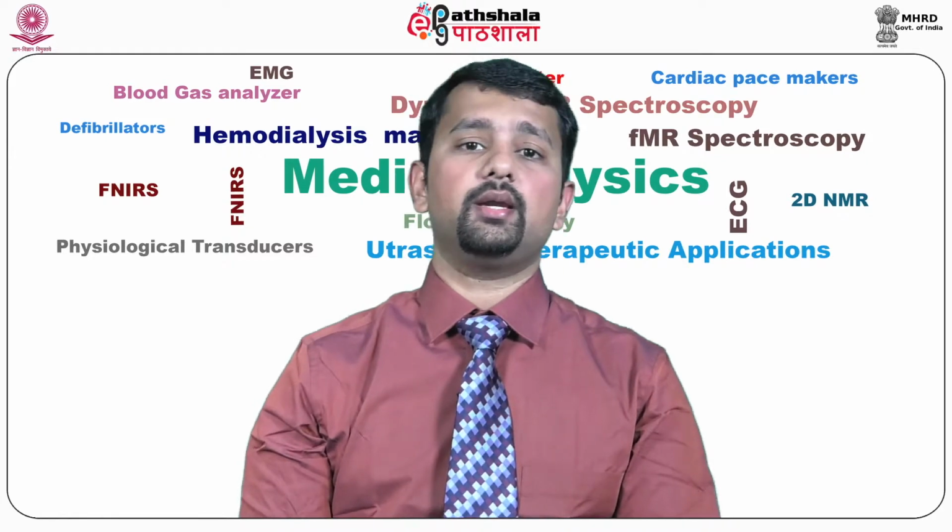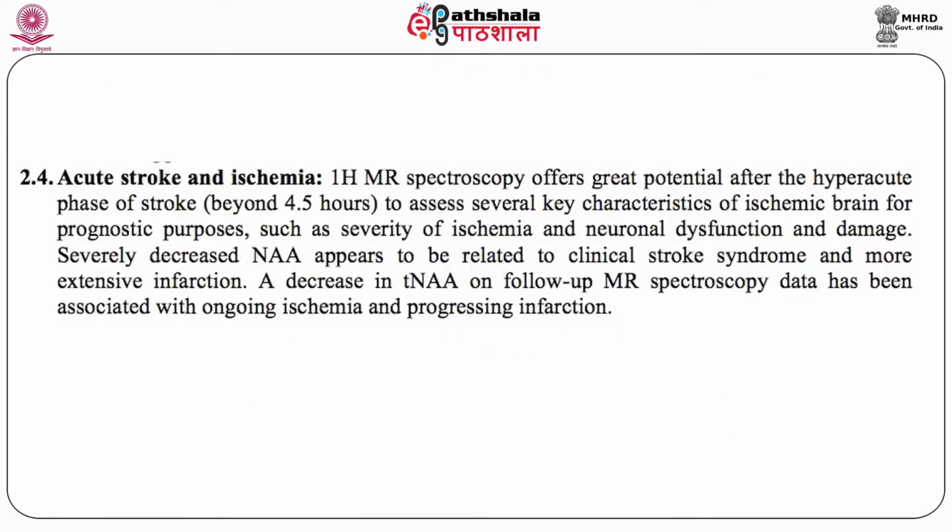Now let us see the application in acute stroke and ischemia. Proton MR spectroscopy offers great potential after the hyperacute phase of stroke, beyond 4.5 hours, to assess several key characteristics of ischemic brain for prognostic purpose, such as the severity of ischemia and neuronal dysfunction and damage. Severely decreased NAA appears to be related to clinical stroke syndrome and more extensive infarction. A decrease in NAA on follow-up MRI spectroscopic data has been associated with ongoing ischemia and progressive infarction.